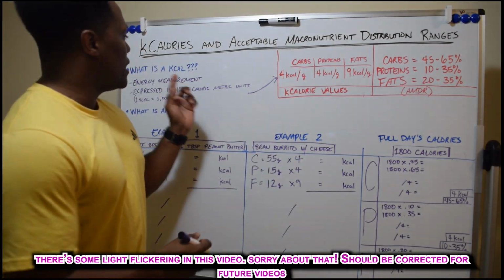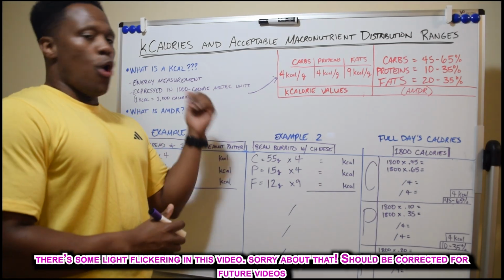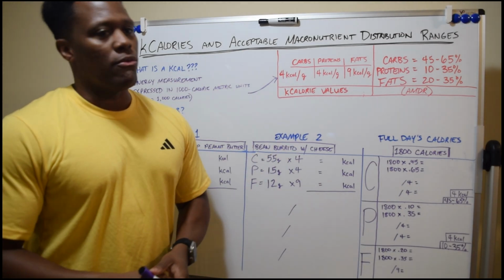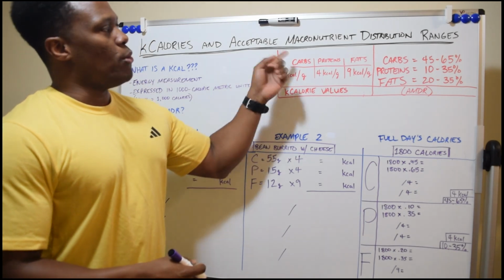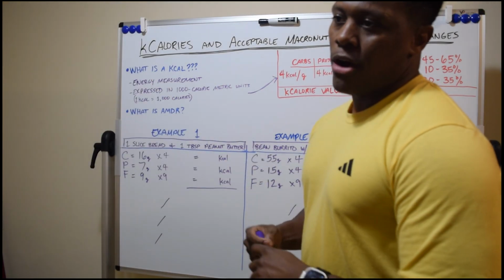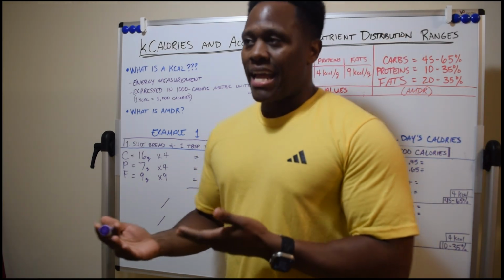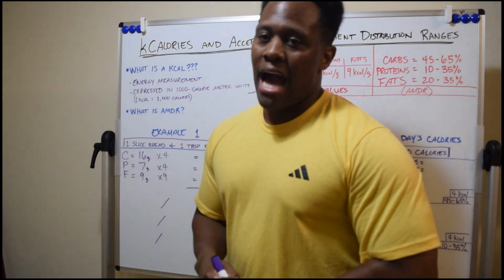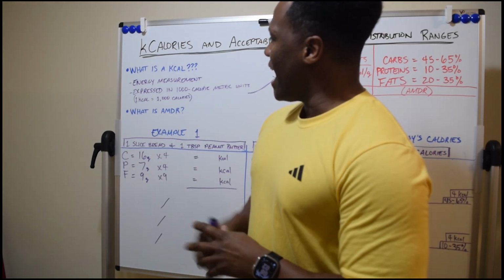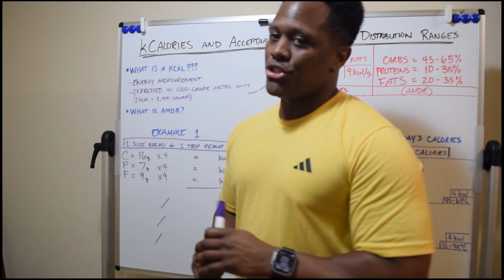What we're going to go over here in this video is kCalories and AMDRs, like I spoke about before. These are acceptable macronutrient distribution ranges. So what is a kCal? Well, kCal is kCalories for short, or kilocalories. That's what they stand for. So kCalorie is simply an energy measurement, okay?